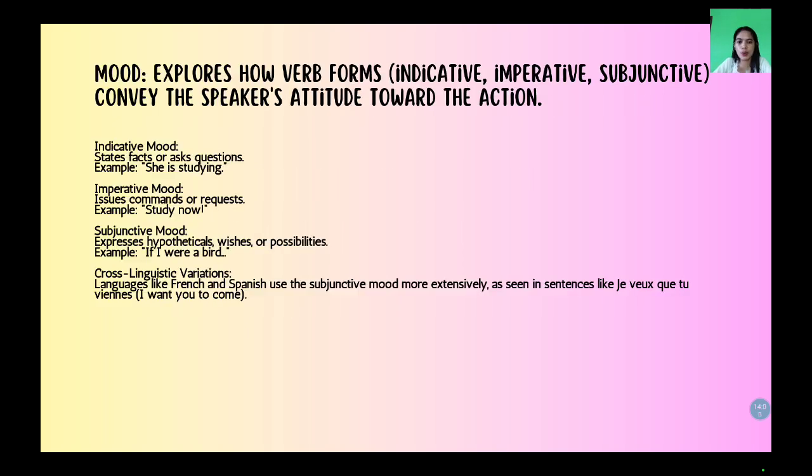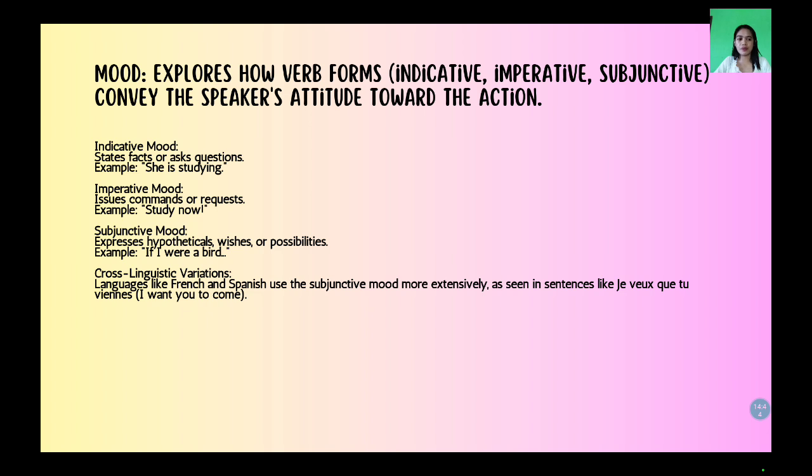Next is mood. It explores how verb forms in indicative, imperative, and subjunctive convey the speaker's attitude towards the action. The indicative mood states facts or asks questions. Example, she is studying. The imperative mood issues commands or requests. Example, study now. The subjunctive mood expresses hypotheticals, wishes, or possibilities. Example, if I were a bird. That is a subjunctive mood.